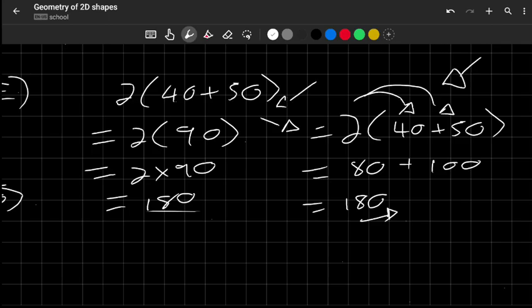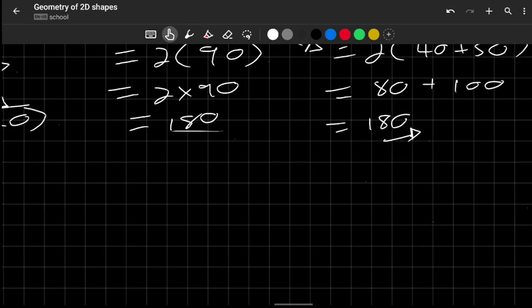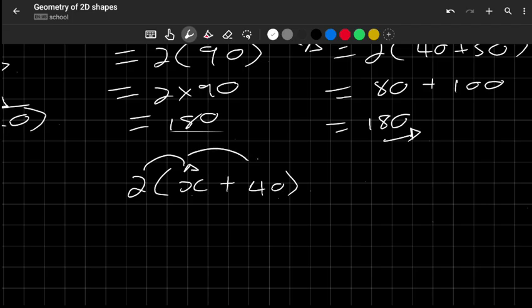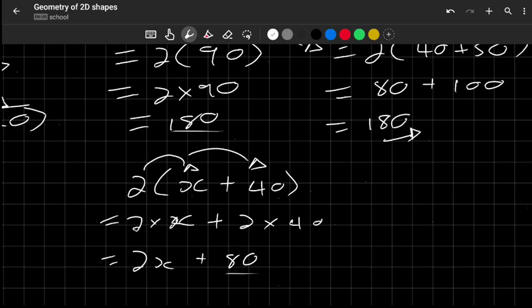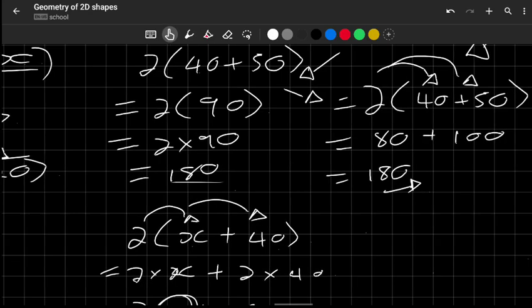In most cases you will not use this step. In most cases you will use this one, because in most cases your equations will look like 2 multiplied by x plus 40. You with me? We said that you can't add x and 40, therefore we move on to the next step, multiply inside. So it's going to be 2 multiplied by x plus 2 multiplied by 40, and then you have the 2x plus 80. That's done. Until they give you the value of x, you can't do anything else. You with me?